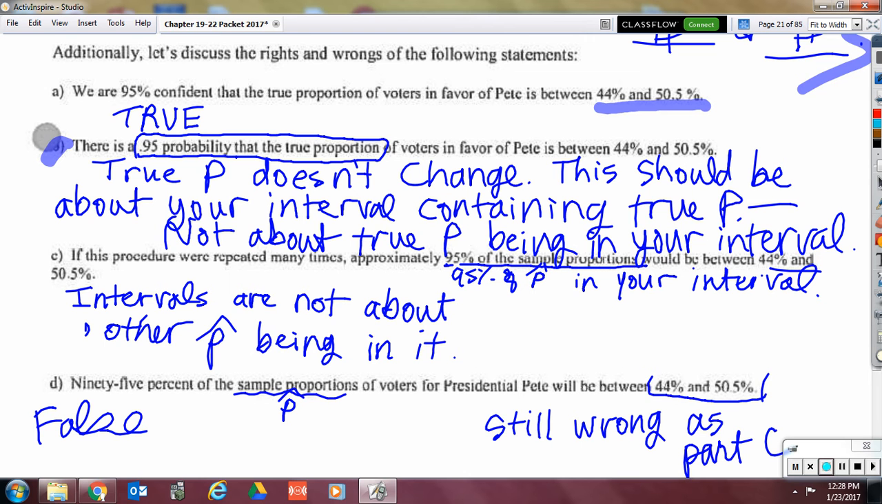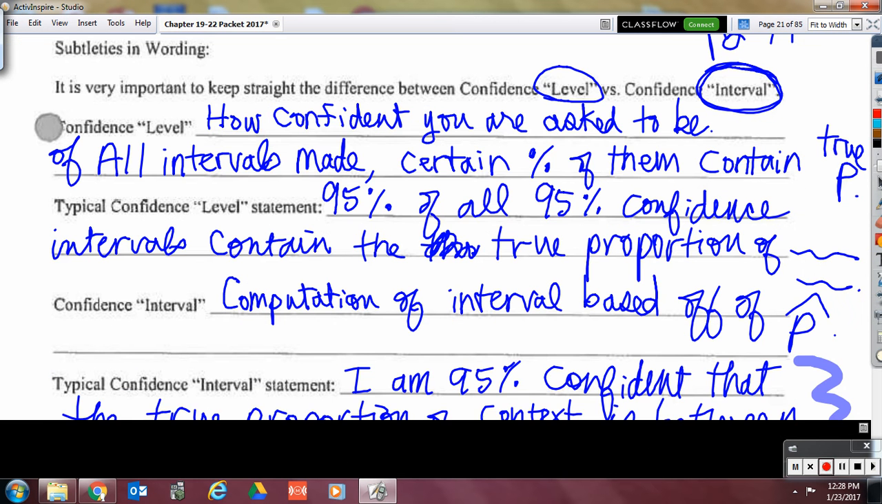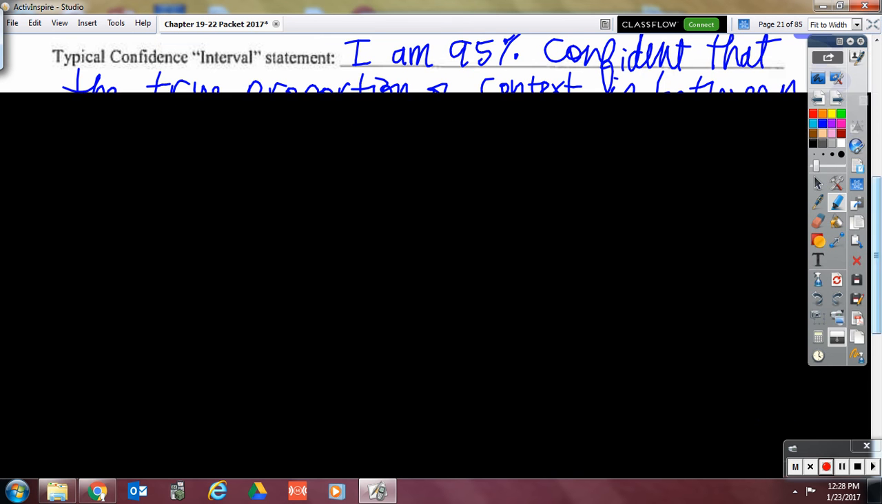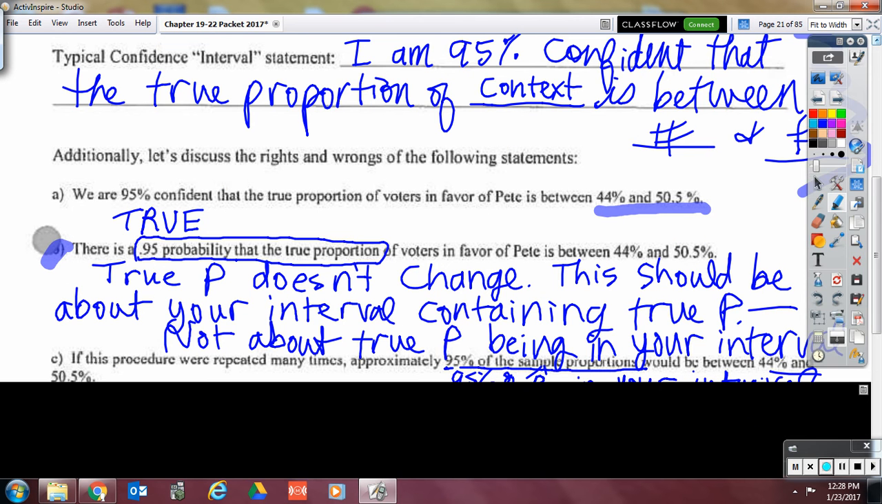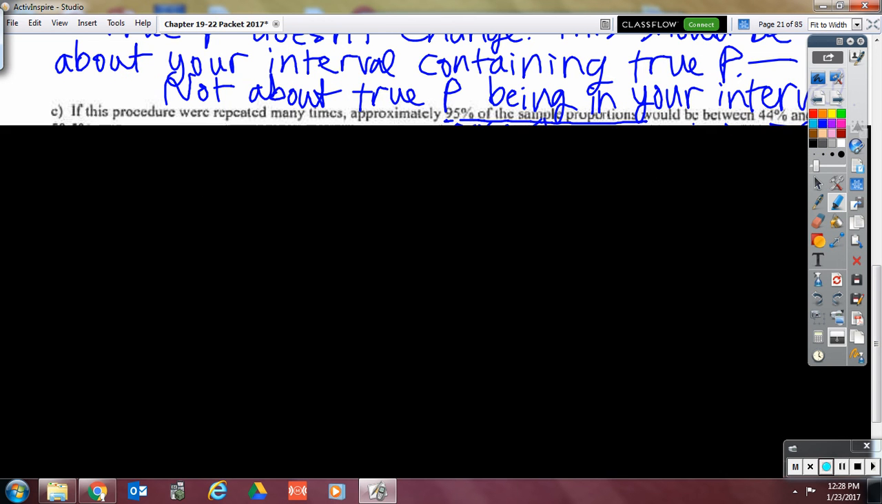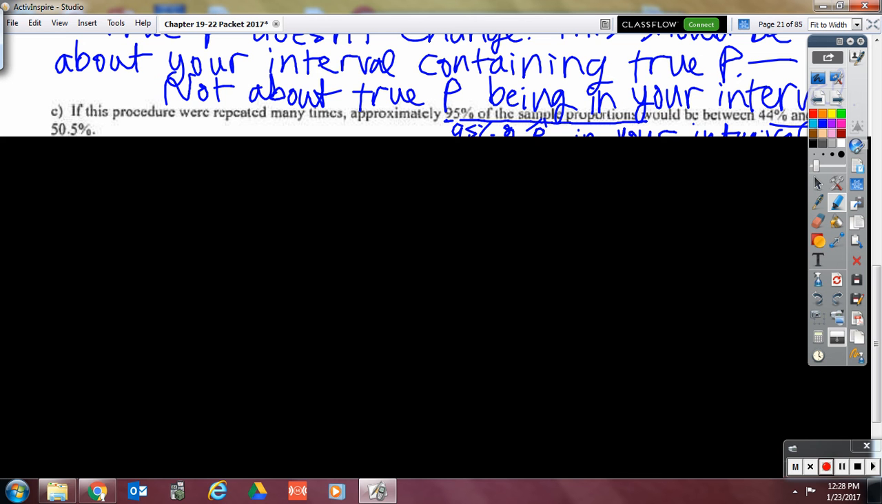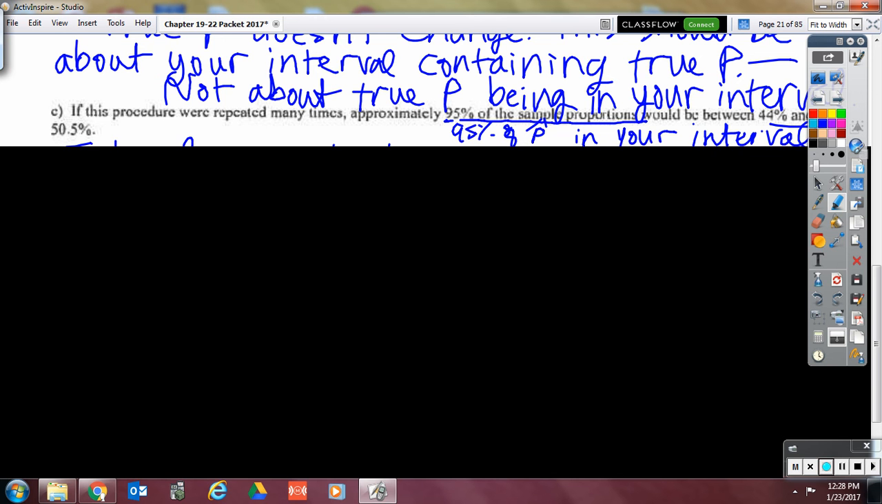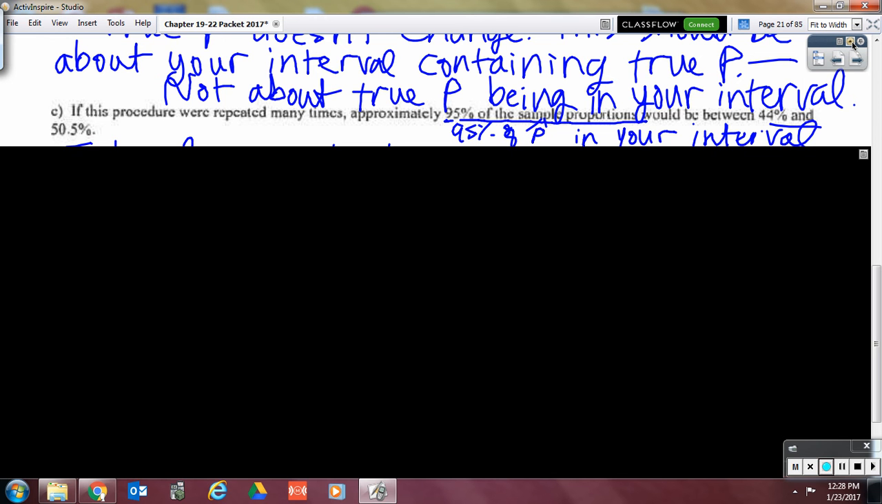All right. So the next statement says this. I like to have this covered so we can see better. Okay, here's the next one. C. If this procedure were repeated many times, approximately 95% of the sample proportions, so that's saying 95% of all the other P hats, are in your interval.